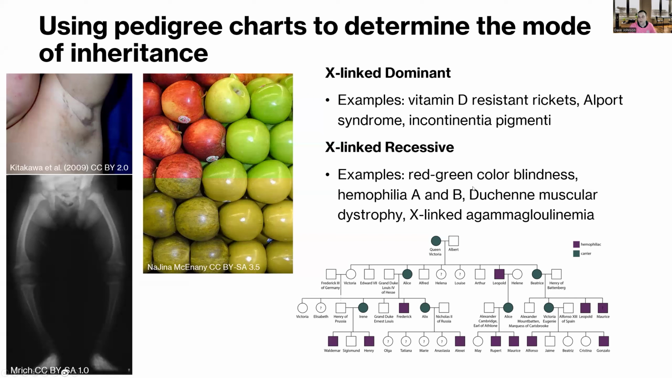That's an example. Duchenne muscular dystrophy, X-linked agammaglobulinemia, which is an inherited condition where people have an inability to produce antibodies of certain types here.